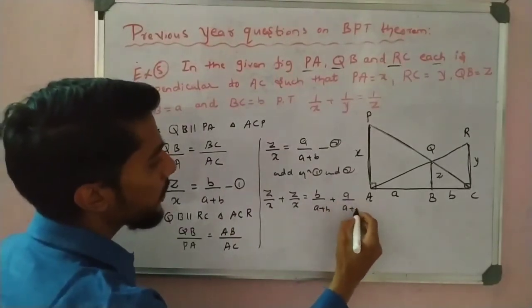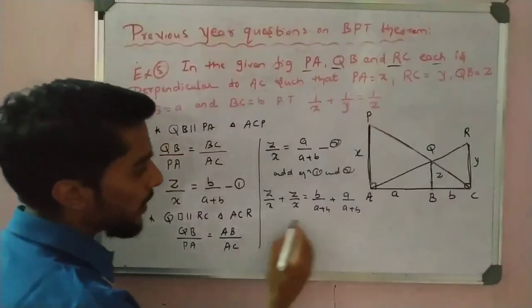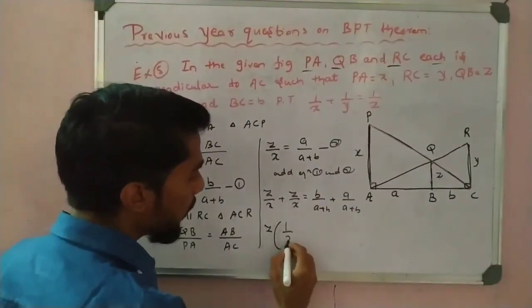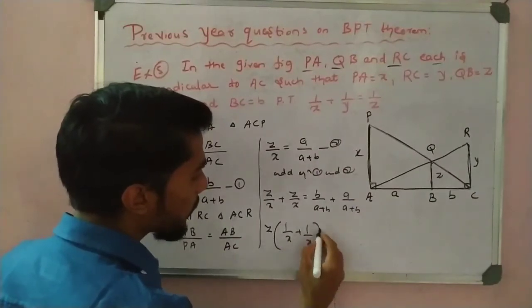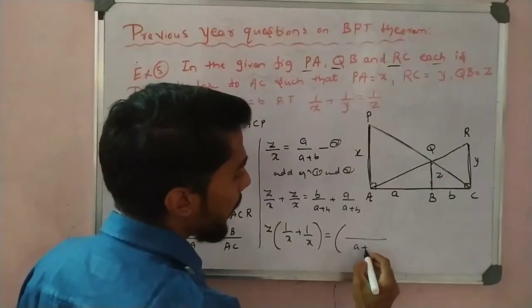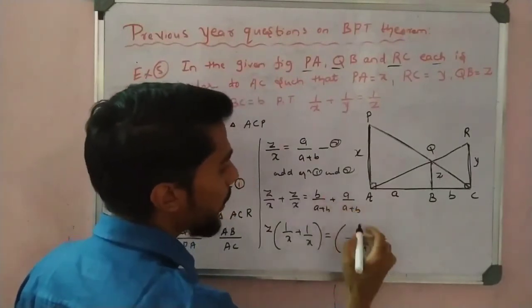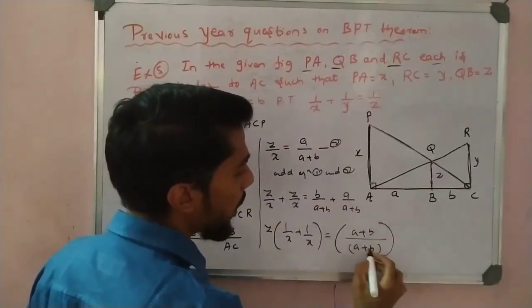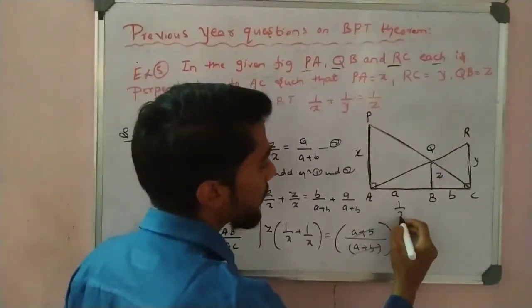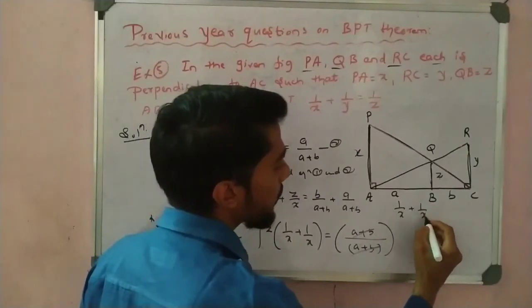Okay, now take LCM here. So z is common here. So I can take z common, means 1 by x plus 1 by x. So this is equal to, I can make LCM here, that is a plus b. So this is also a plus b. Okay, this is also a plus b. So what happened? A plus b gets cancelled. So I get here 1 by x plus 1 by x.